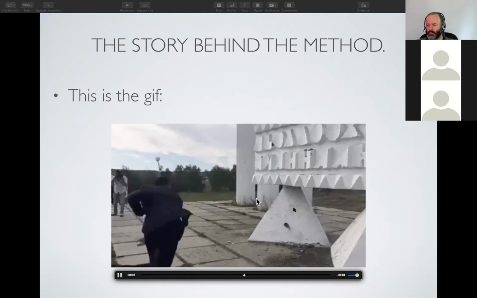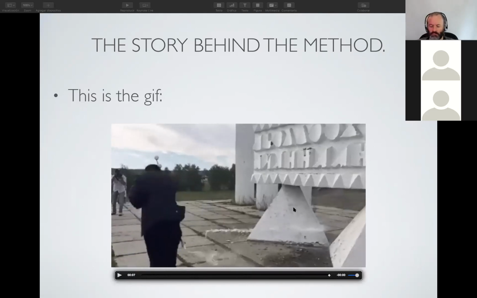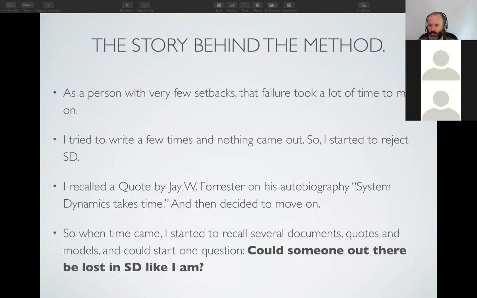So it felt like a lot of bad decisions, right? I had two little setbacks until that day. So that failure took a lot of time to finally move on. So I tried to write a few things, trying to present new models, to take out of my head some things that I had seen.